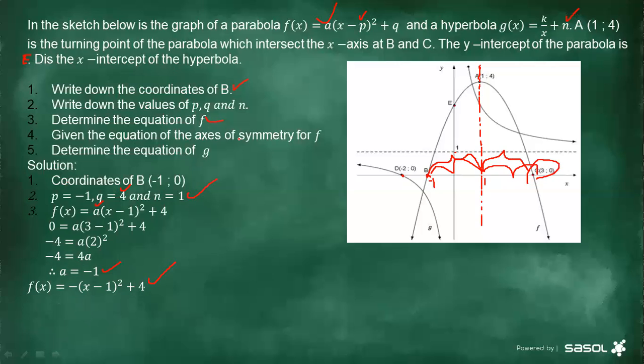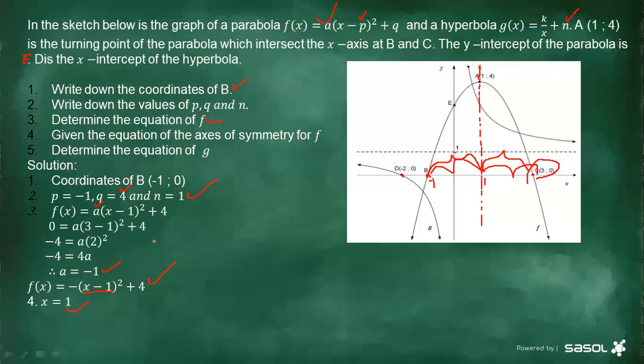Give the equation of the axis of symmetry for f. Now, if you are determining the equation of symmetry for a parabola, you don't have to stress yourself. Just come inside the bracket. What you see is x minus 1. Then you equate this to 0. You say x minus 1 equals 0, and you solve for x: x equals 1. That is the equation of symmetry. You can see this line cuts the x-axis at +1, so x equals 1.